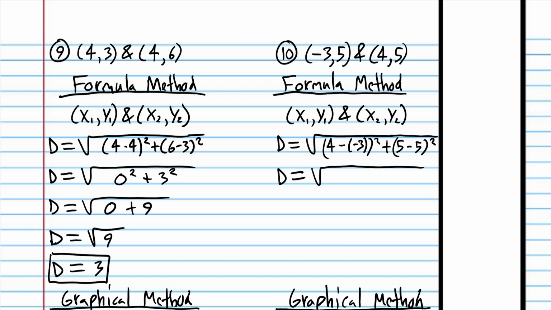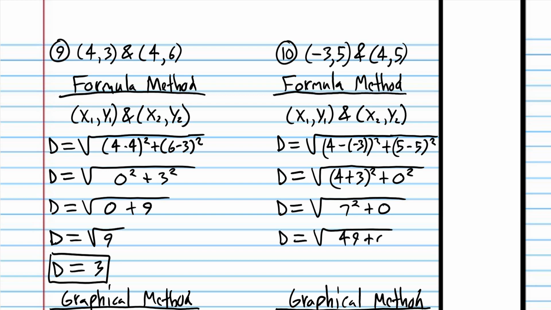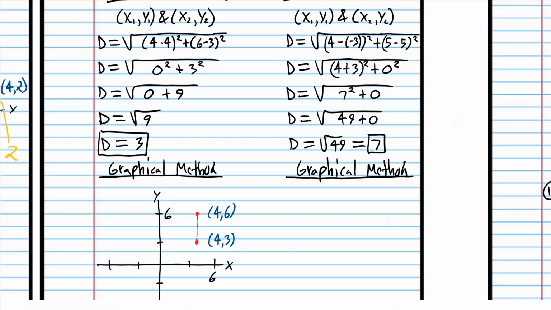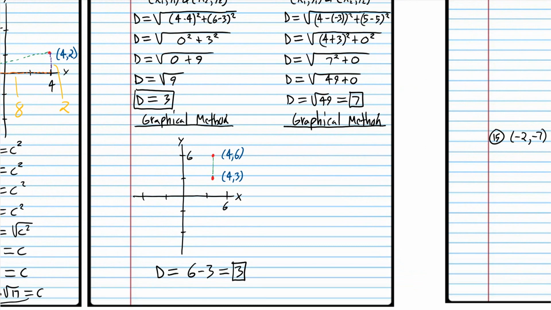4 minus negative 3 is 4 plus 3, which is 7. 5 minus 5 is 0. 0 squared is 0. That would be 49 plus 0. And we have root 49, which equals 7. So the answer is 7. What number times itself is equal to 49? That's 7. So if you got that answer, you can just skip forward to the next problem.